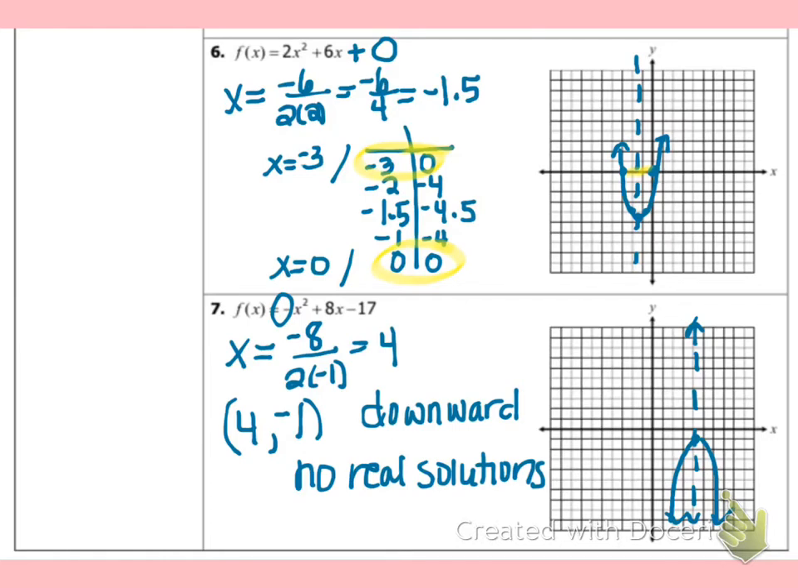Solutions. All right? So that actually does it for today's lesson, and we'll continue learning other methods, but for today we're going to focus on the graphing.